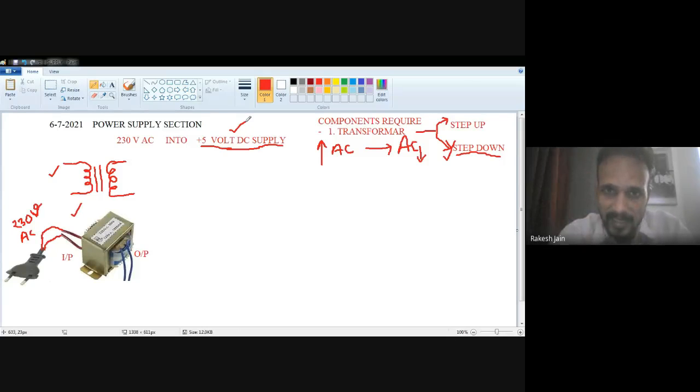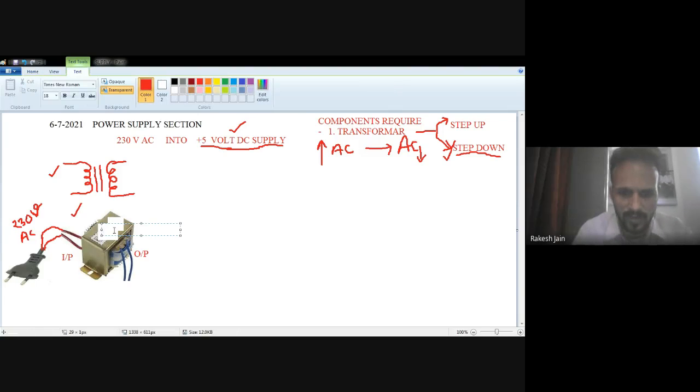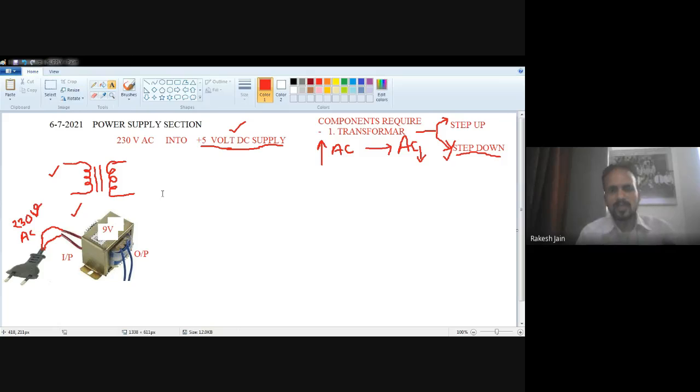But in AC, the transformer input is AC and the output is AC. So let's suppose I purchase from the market a transformer which is of 9 volt. It is written on the top of the transformer or at the side plate of the transformer: 9 volt, 12 volt, 12-0-12, like this. That is the power supply rating of that transformer.